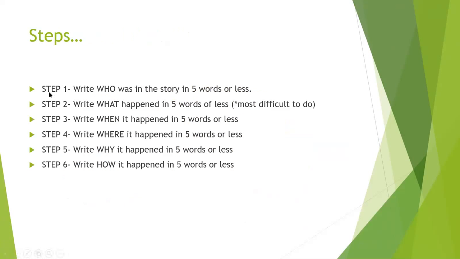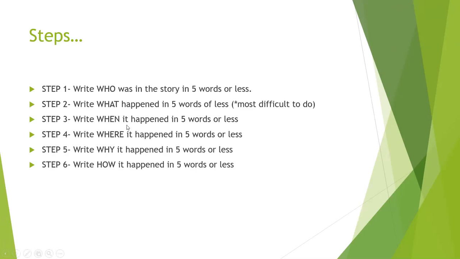So we have step 1, which is write who was in the story in 5 words or less. Step 2, write what happened in 5 words or less. And this part is the most difficult to do because when you say, well, what happened? People want to go into this long, huge, drawn out story about what happened. And really, remember, it has to be brief. Okay, so we're trying to do everything in 5 words or less for the purposes of our assignments. So again, step 2, write what happened in 5 words or less.